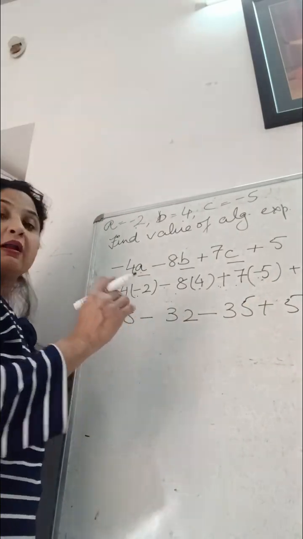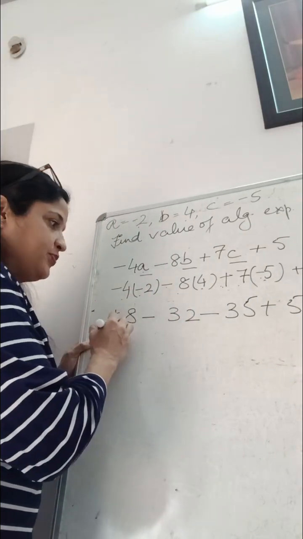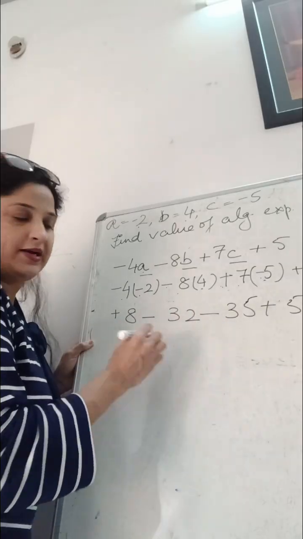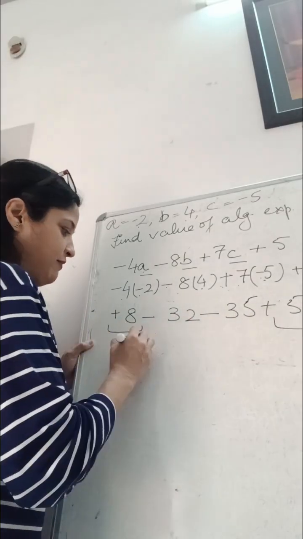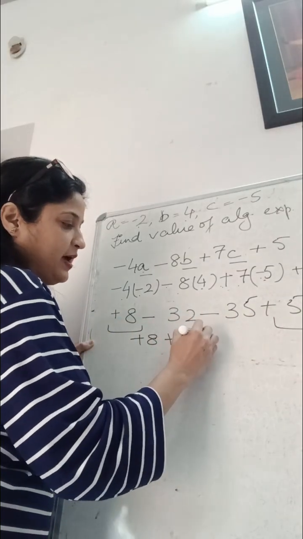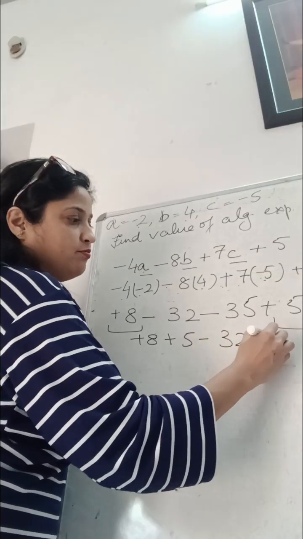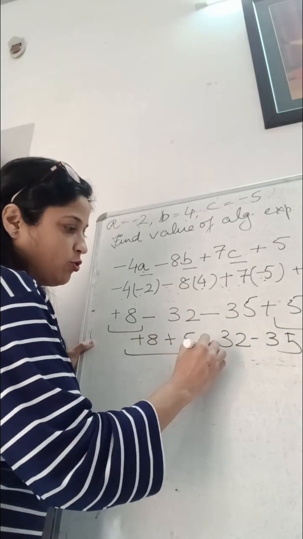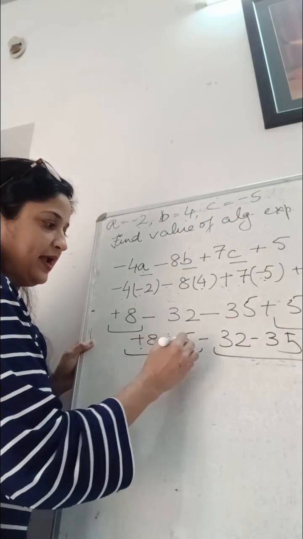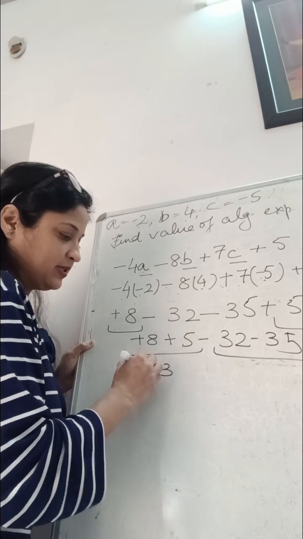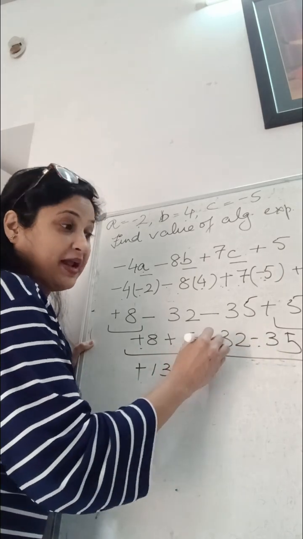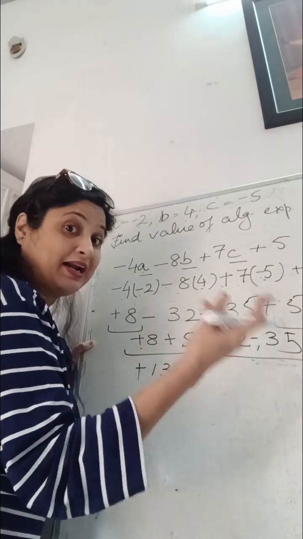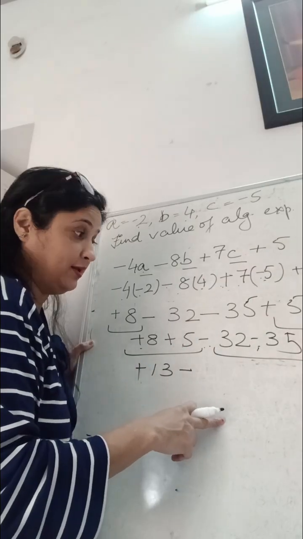सो अब हम लाइक टर्म्स को एक साथ कर देंगे, प्लस वाली इकट्ठे और माइनस वाली इकट्ठे. सो 8 प्लस 5 प्लस 8 प्लस 5 -32 -35. सो अब इन दोनों को ऐड करेंगे और इन दोनों को ऐड करेंगे. 8 प्लस 5 इज हाउ मच? +13. और ये माइनस और माइनस क्या करना होता है? हमें ऐड करना होता है, बट हम साइन माइनस का लगाते हैं.